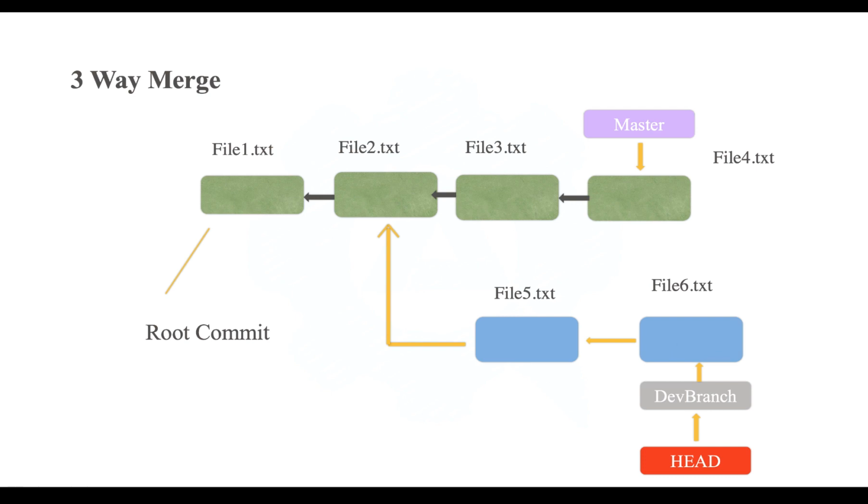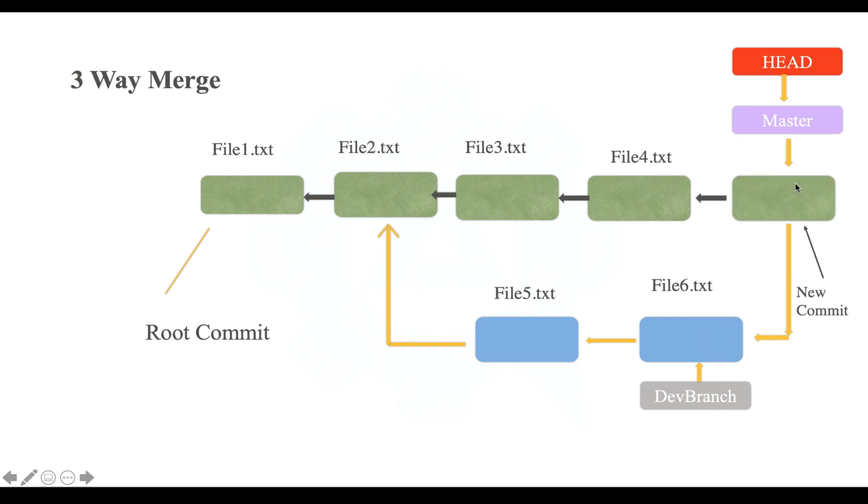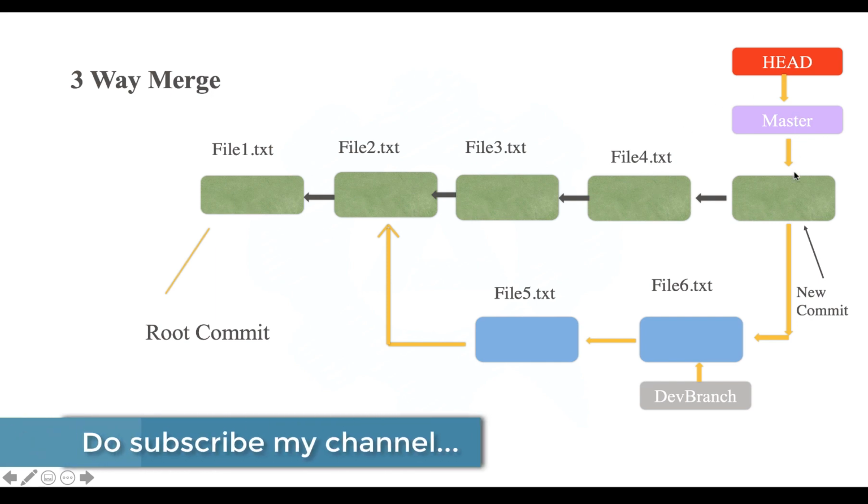When we do a three-way merge, a new commit is formed, and this new commit will have 2 parents: the last commit of the master branch and the last commit of the dev branch. So the new image will look like this. This commit is a new commit shown in the diagram, with 2 parents. The master pointer moves from the last commit of the master branch to this new commit, and HEAD points to the master branch.